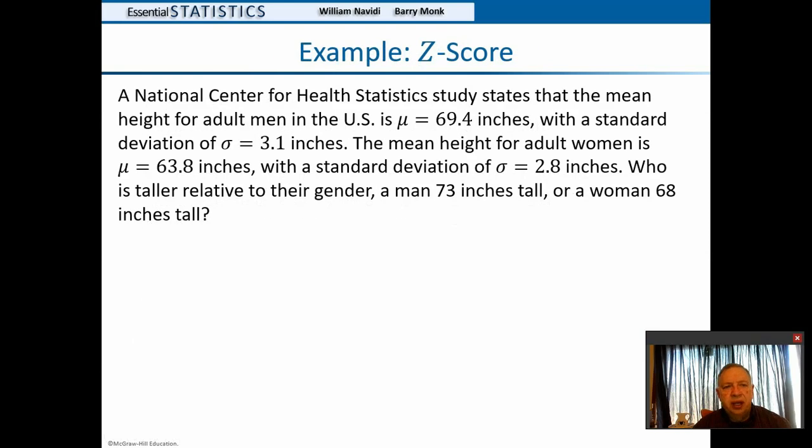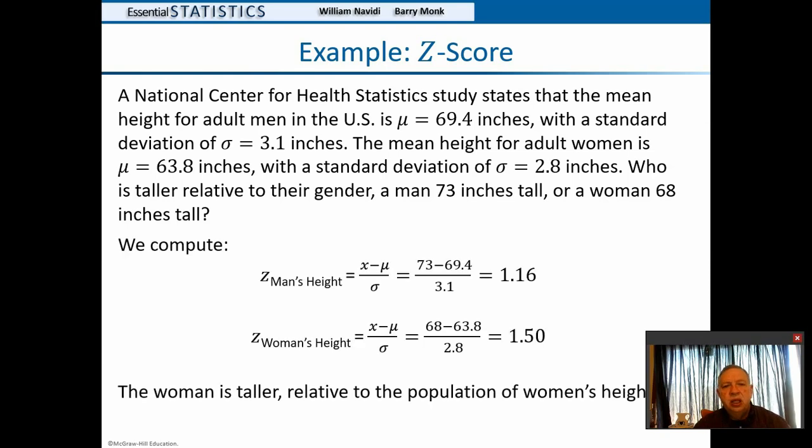So here's an example. A National Center for Health Statistics study states that the mean height for adult men in the U.S. is mu = 69.4 inches with a standard deviation of sigma = 3.1 inches. The mean height for adult women is mu = 63.8 inches with a standard deviation of sigma = 2.8 inches. Who is taller relative to their gender, a man 73 inches tall or a woman 68 inches tall? So what we're going to do is compute each individual z-score in relationship to their mean and standard deviation.